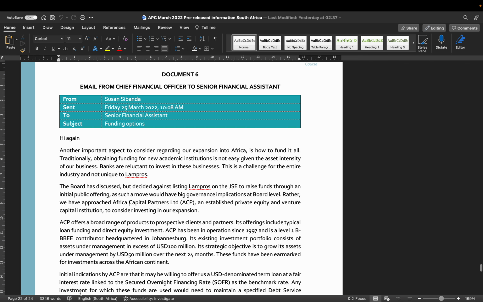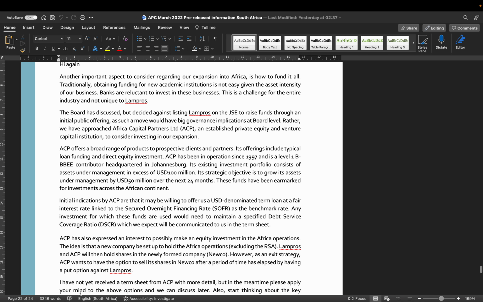But typically, it's almost like a combination of both equity and debt. ACP offers a broad range of products to prospective clients and partners. Its offerings include typical loan funding and direct equity investments. So those are the two options. ACP has been in operation since 1997 and is a level 1 triple BE contributor headquartered in Johannesburg.